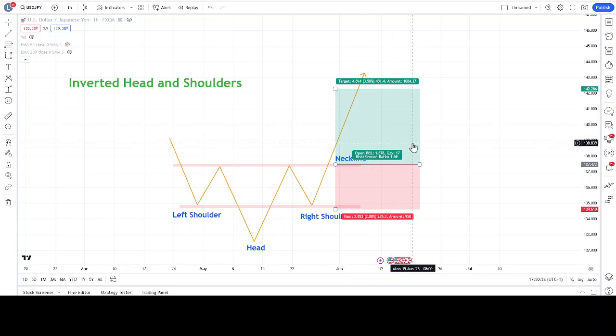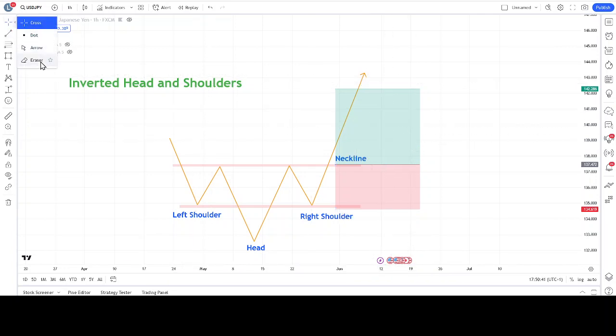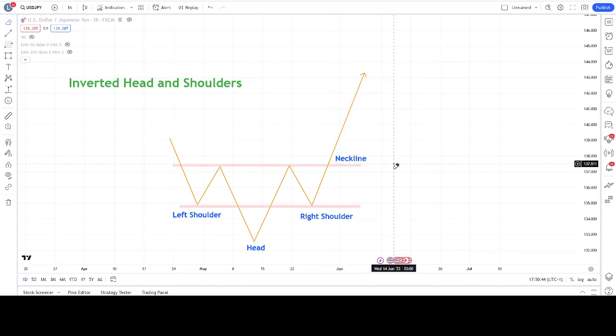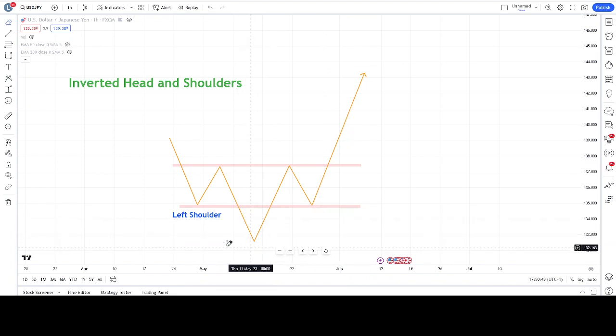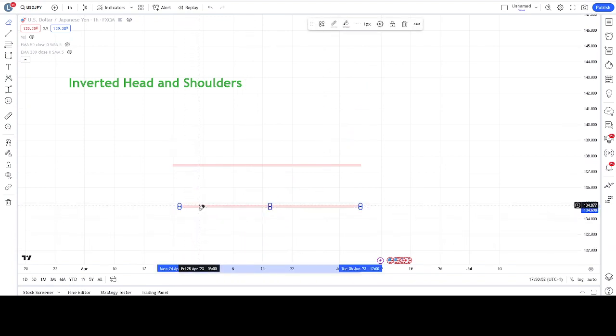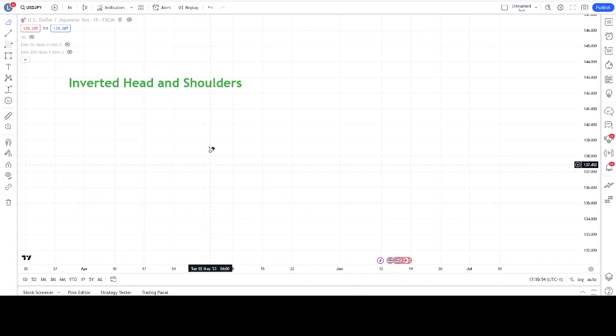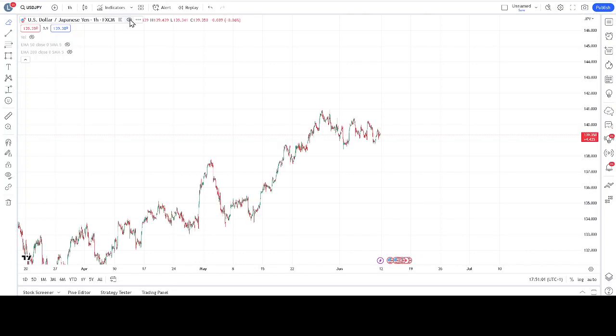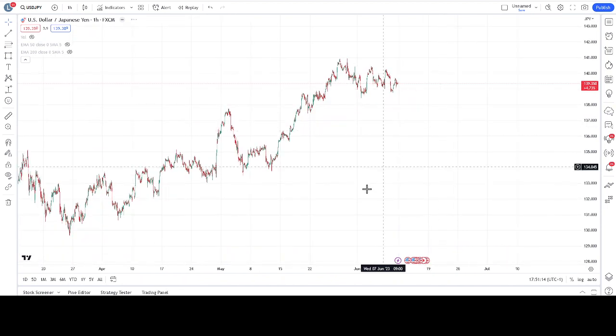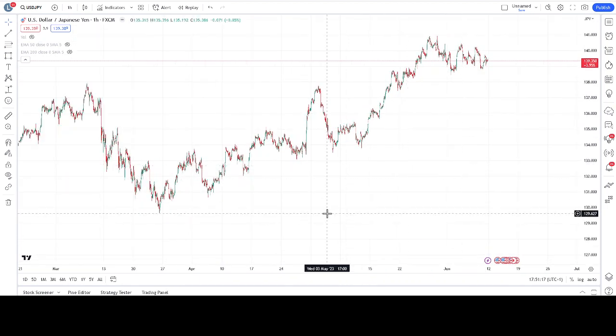So let me get rid of all of this here. Get the eraser tool. Okay, so there you go. So this is a chart of USD versus Japanese yen, and this is on an hourly time frame. So let's try to find the pattern. And as we said, the pattern is usually at the swing lows. So let's see.